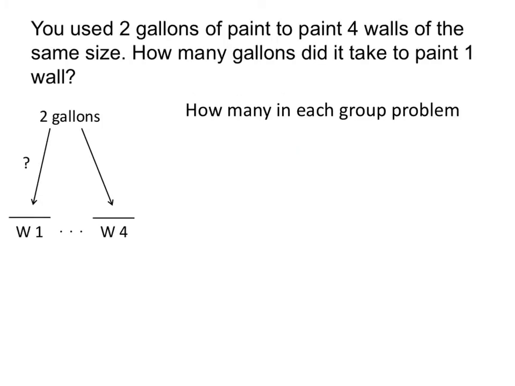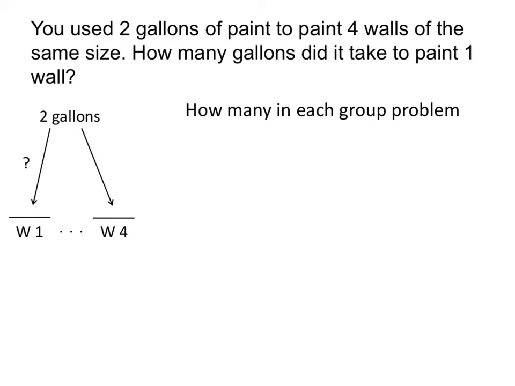Our previous examples dealt with how many group type of problems. Now let's look at some how many in each group type of problems. This first problem doesn't have anything to do with fractions, but it's going to help motivate our techniques for working with fractions. So this problem says you use 2 gallons of paint to paint 4 walls of the same size. How many gallons did it take to paint 1 wall?